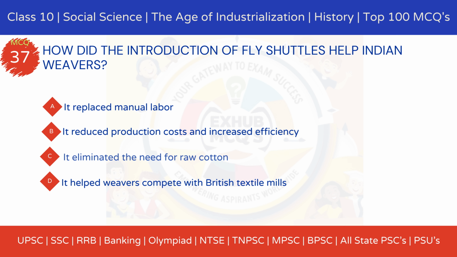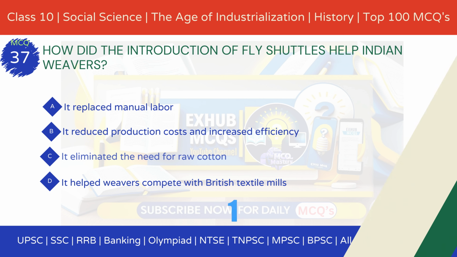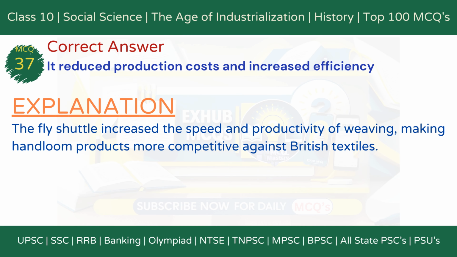MCQ 37. How did the introduction of fly shuttles help Indian weavers? Option A. It replaced manual labor. Option B. It reduced production costs and increased efficiency. Option C. It eliminated the need for raw cotton. Option D. It helped weavers compete with British textile mills. The correct answer is option B. It reduced production costs and increased efficiency. Explanation: The fly shuttle increased the speed and productivity of weaving, making handloom products more competitive against British textiles.